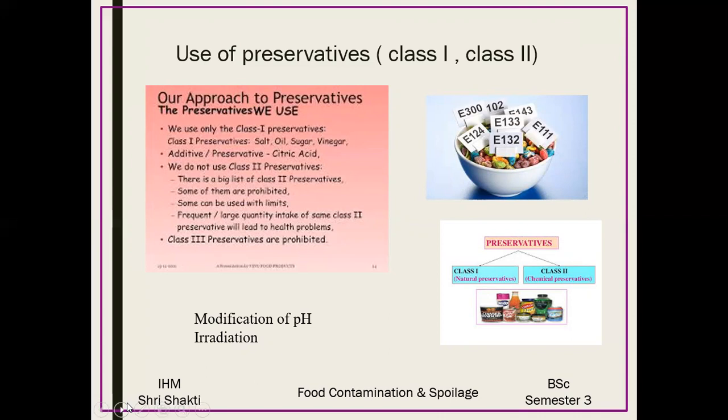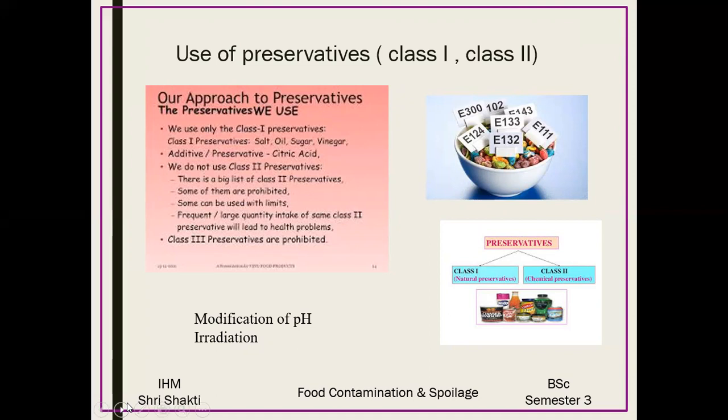Artificial preservatives, maybe in unit 7, I'll be teaching you about, where you have an E number, and the E number should be within that limit. Because for colors, preservatives, and various additives, you have an E number. So we need to follow this number so that we are using natural and acceptable preservatives.